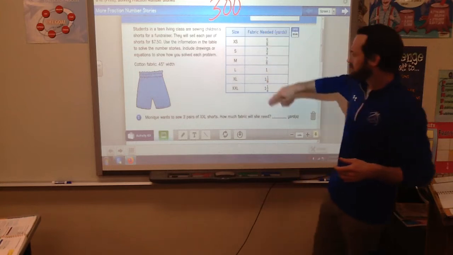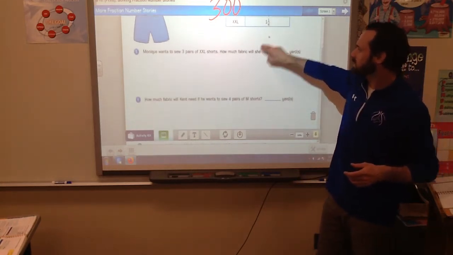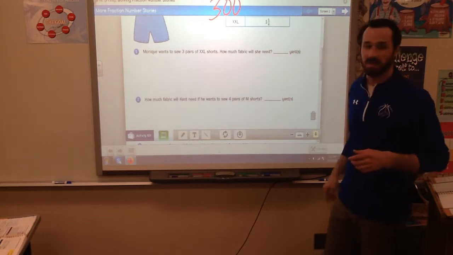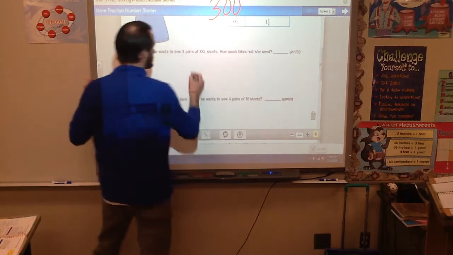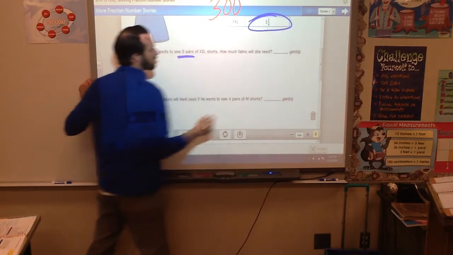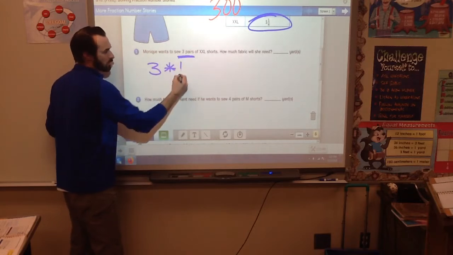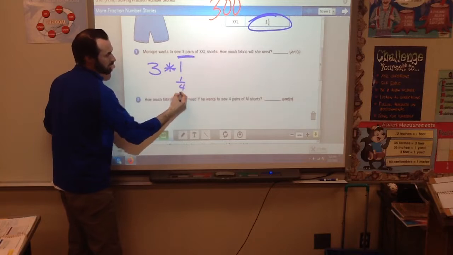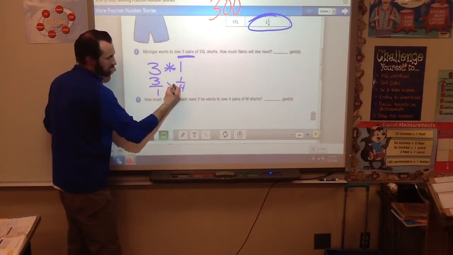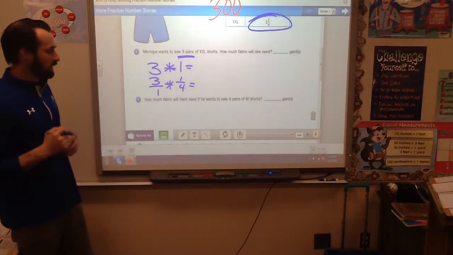So then it has the amount of fabric needed to do each of these. Monique wants to sew 3 pairs of double XL shorts. So we know how to multiply fractions and whole numbers. So 3 pairs, 1 1/4. We're going to do this in 2 steps. 3 times 1, and then if we were going to do the 1/4, it would be 3 over 1. So go ahead and solve both of those, and then figure out what you get, and we'll have to probably do some steps from there.